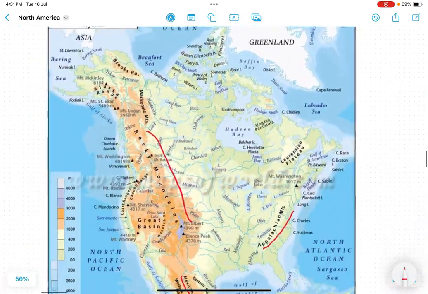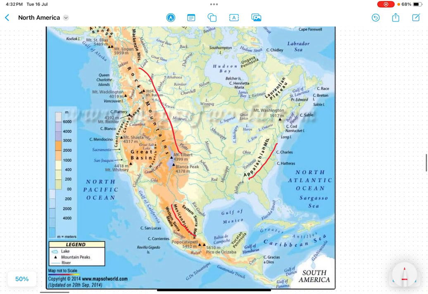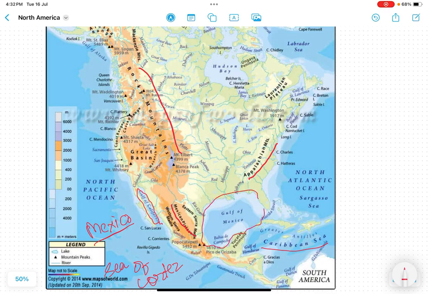In the next map, we have the physical map, and you can see a lot of things here. We will begin from the bottom. We have the Caribbean Sea, as I mentioned. Then we have the Sea of California right here. It is completely in Mexico. It is not in America. It completely lies in Mexico, or we call it the Sea of Cortez, as we have already studied. This is the Gulf of Mexico.